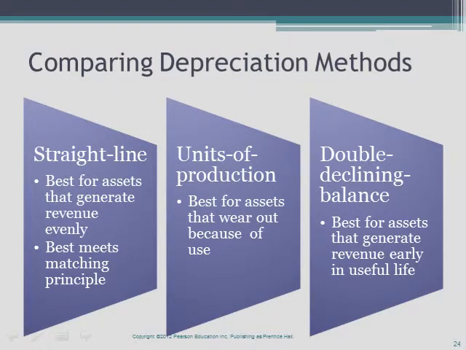Generally accepted accounting principles say to match an asset's depreciation against the revenue the asset produces. For a plant asset that generates revenue evenly over time, the straight line method best meets the matching principle. The units of production method, though, best fits those assets that wear out because of physical use rather than obsolescence. And the accelerated method, or the double declining balance method we just talked about, applies best to assets that generate more revenue earlier in their useful lives and less in their later years.